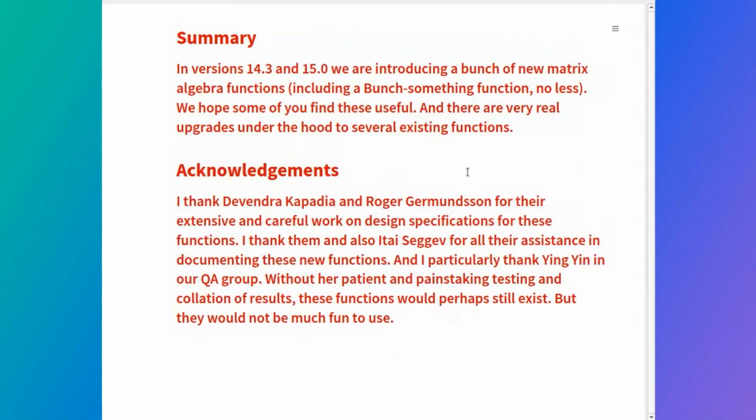So I can wrap up. We're just past 20 minutes, I think. We're introducing a lot of matrix algebra and linear algebra functionality. I can't resist a bunch of puns. So it's a bunch of functions and a bunch of something function. And we have also put in a lot of upgrades under the hood. I'm expecting that there will be more down the road, but I think versions 14.3 and what I assume will be 15.0 are the big ones for us in terms of introducing new linear algebra functionality.